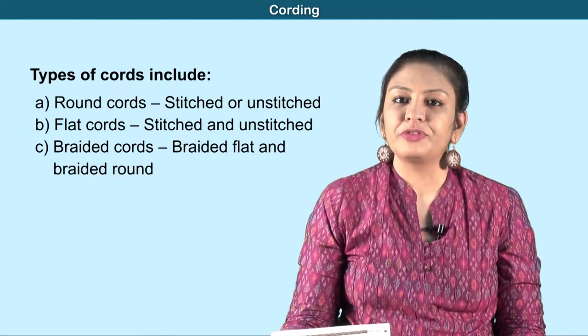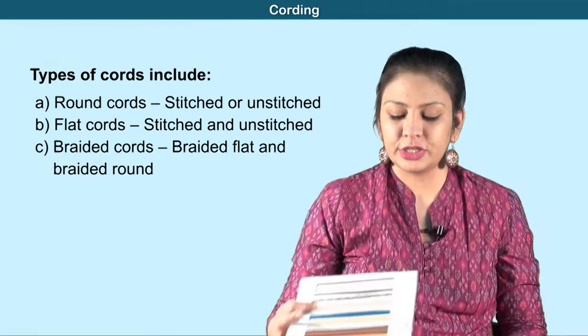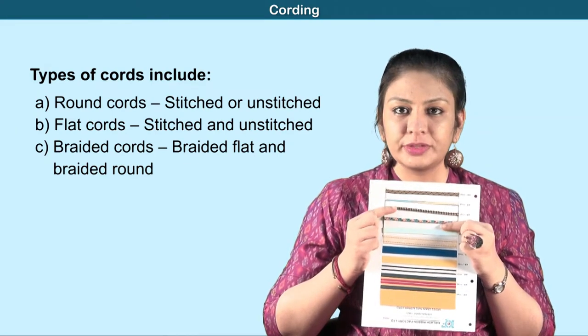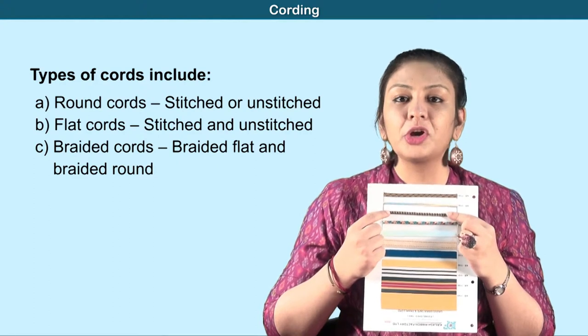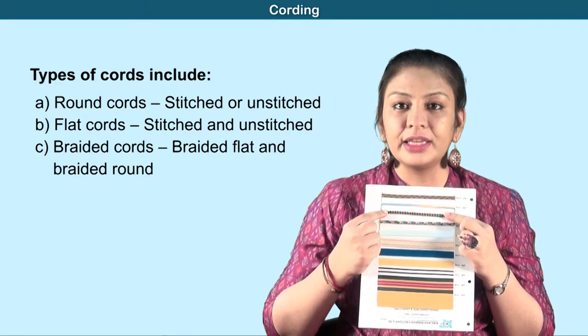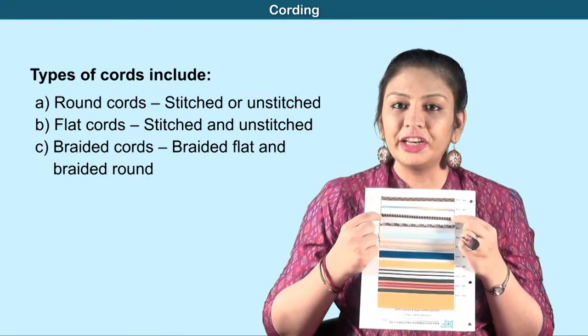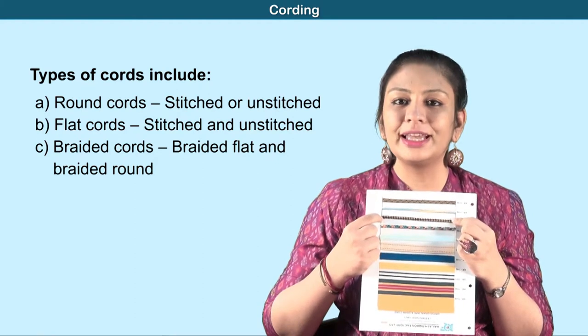The next type of trims that we are going to discuss is cording. Types of cords include round cord, stitched or unstitched cords. These are examples of unstitched cords. These cords include paracords and kumihimo cords. These could be braided, or a cotton cord could be encased in a fabric or leather casing.